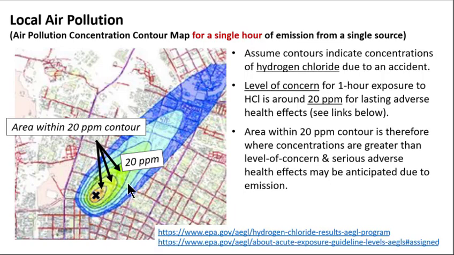Contrarily, areas beyond the 20 part per million contour are those where concentrations are less than 20 ppm, and therefore impacts may be irritating but not as serious or long-lasting. Emergency responders can use this information to prioritize evacuations due to the accident or to take other preventative measures. These types of contour maps are also commonly used in civil litigations, which often result after major environmental accidents in efforts to settle claims.